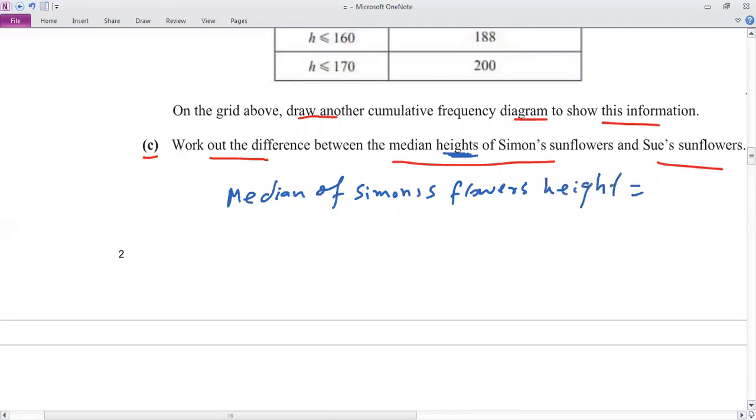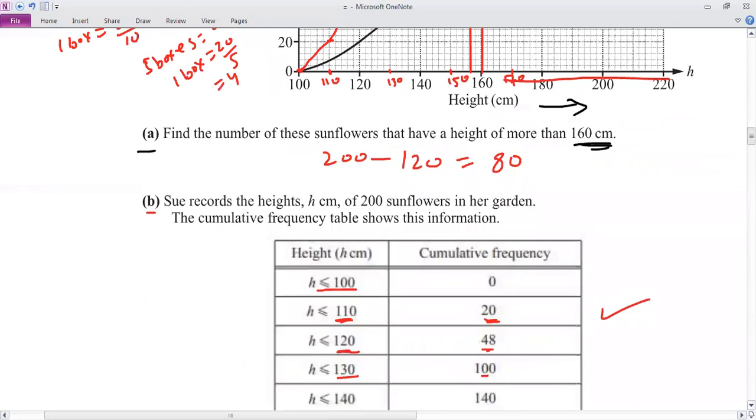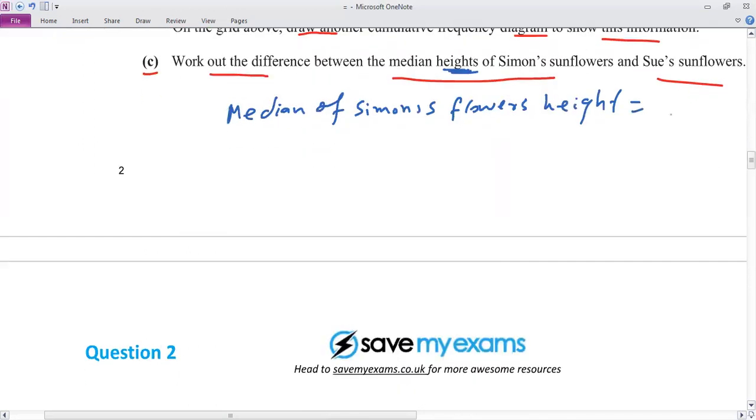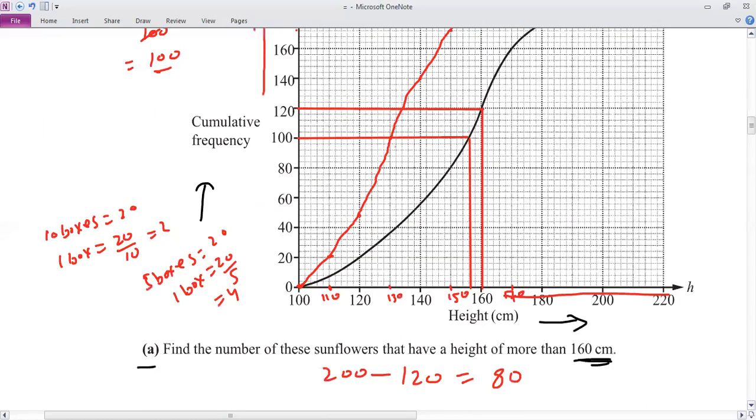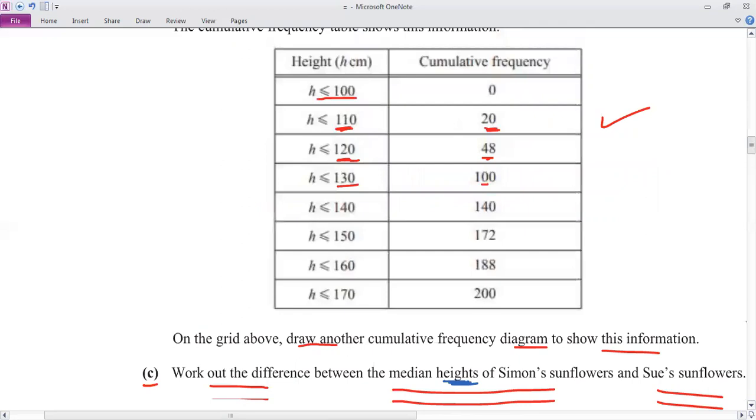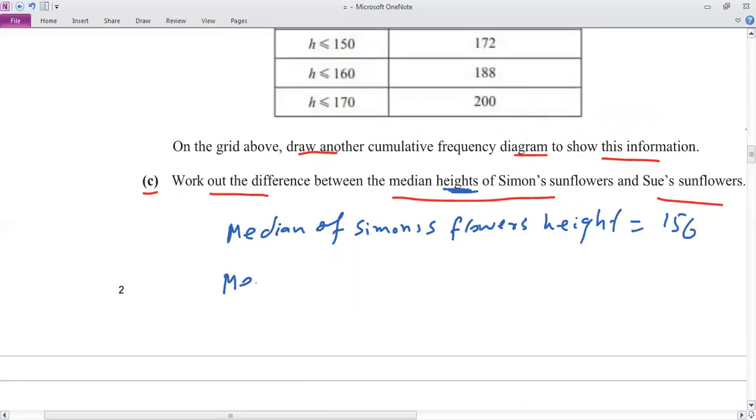What did it come to? 156. And where it touches Sue's curve, they touch here. Where is that? It's coming to 130. So it means the median height of Sue's curve is 130. So you will say the median of Sue's class height is 130.